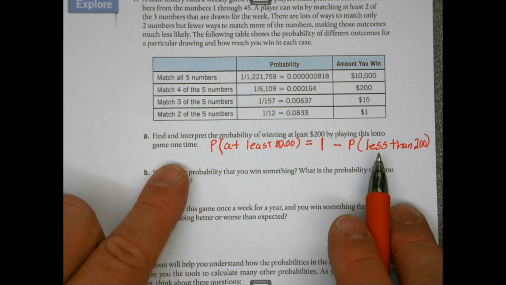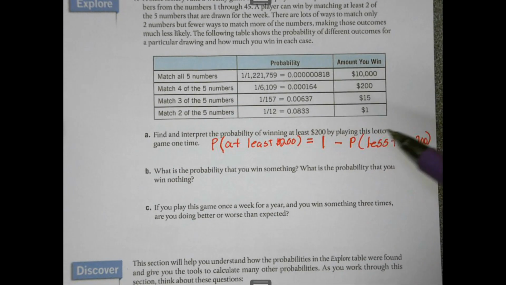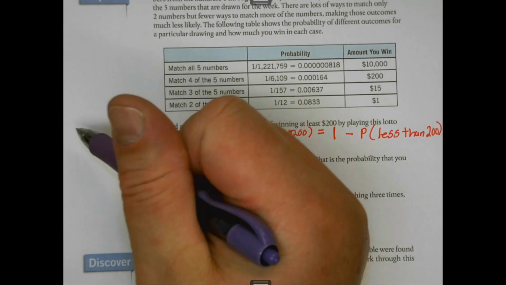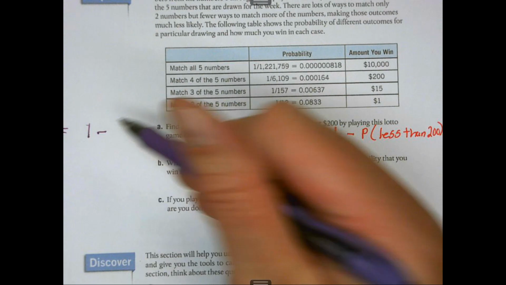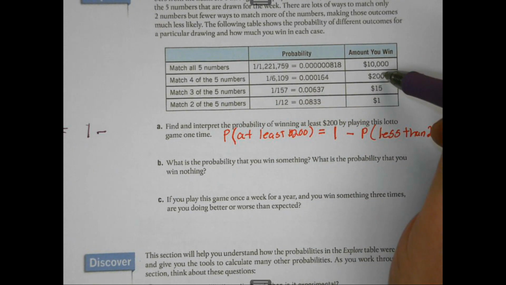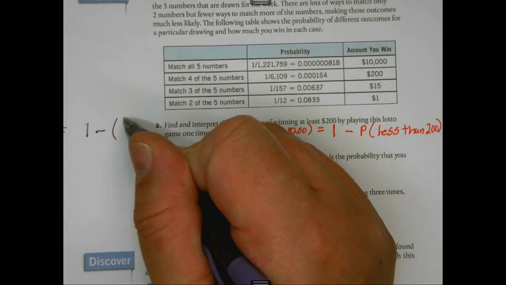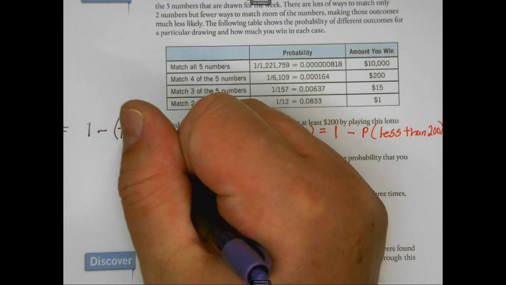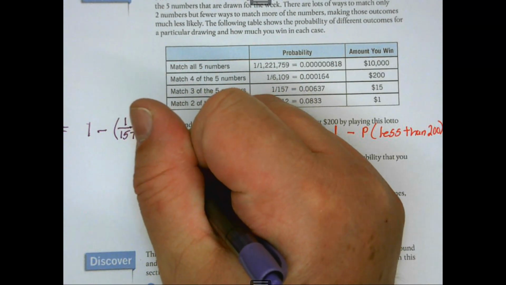Okay, so here's how I'm going to do this. I'm going to take 1. I should have left myself some room here. I'll do it over here. So I'm going to take my 1 minus the probability of less than 200. And here's my 200, so I need these two probabilities. I'm going to multiply these together. So I told you they kind of jumped ahead with this problem. So 1 over 157 times 1 over 12. And that's going to give me the probability of less than $200.